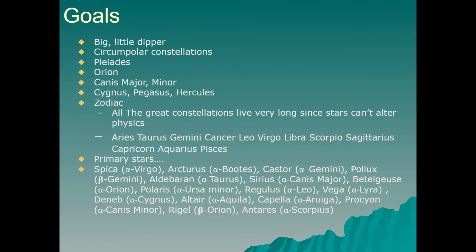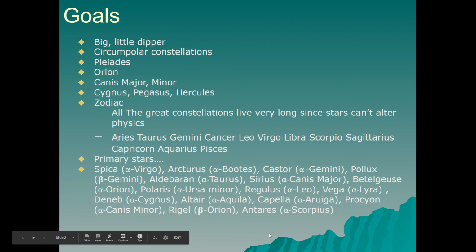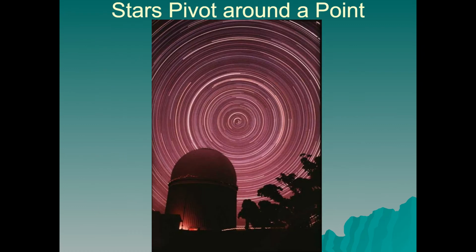So this is just the rundown of some of the things that I'm going to want you guys to know. Basically, just how to find some of the more important stars in the nighttime sky: Big and Little Dipper, circumpolar constellations, some of the bigger stars. Quickly, we know that Polaris, the North Star, is the only star in the sky that does not move. All the stars do circles around it, like we see here.